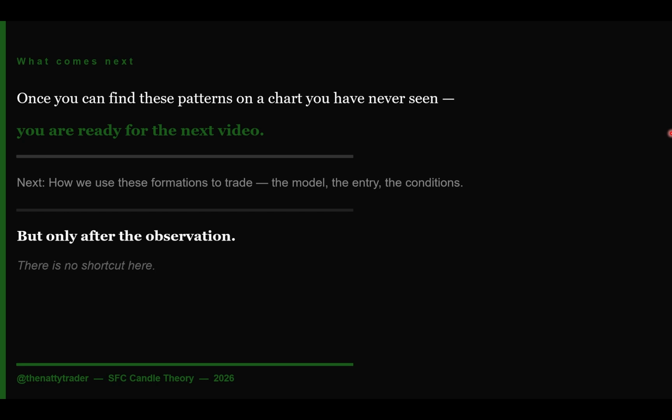Now, once you are able to find these patterns that you have never seen, and you can simply look at a chart and be like, oh, there's an SFC 3 base model. This is the bullish one. This is the bearish one. Oh, there's an SFC accumulation. Oh, there's an SFC expansion. The moment you can do all this is the moment you're ready for the next video, which is going to be how we use these formations to trade: the model, the entry, and the condition.